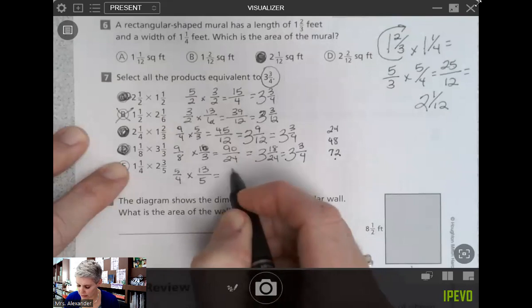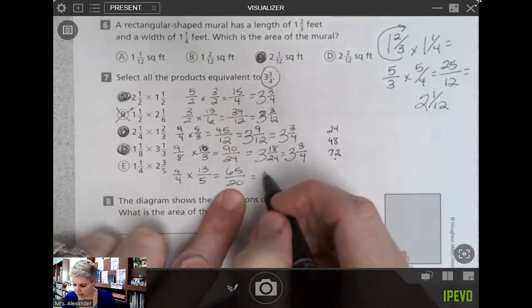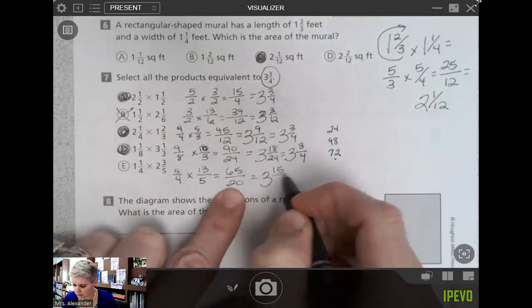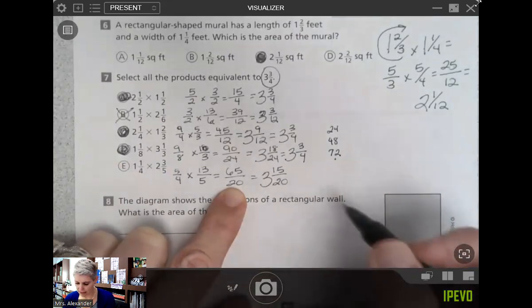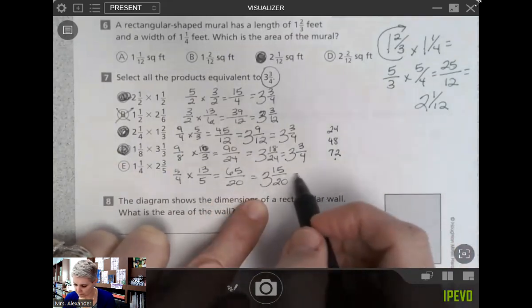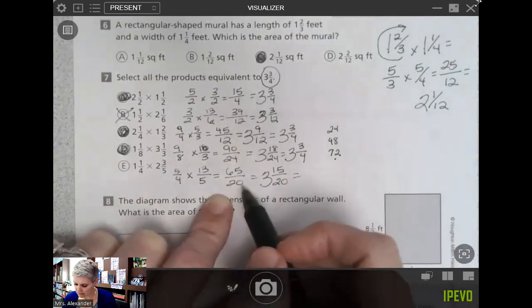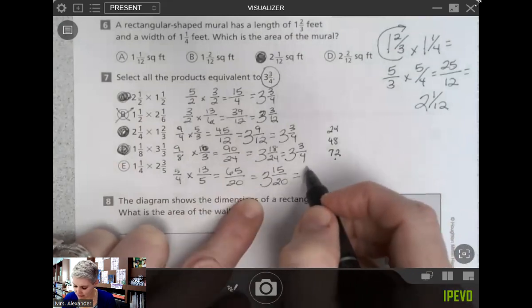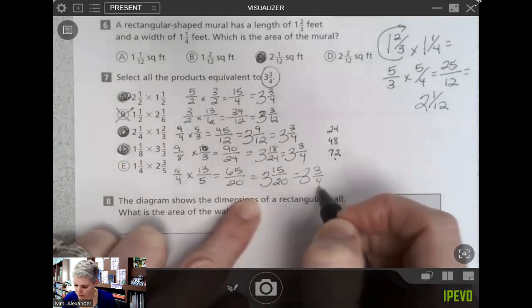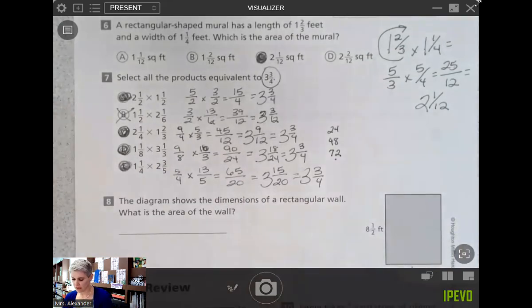1 1/4 and 2 3/5. Here we go. We have 65/20. 20 goes into 65 3 whole times, 15/20 left over. Those can both be divided by 5. So we get 3 and 15/20 divided by 5 would be 3 and 3/4. Oh, look at that. Also letter E. Okay.